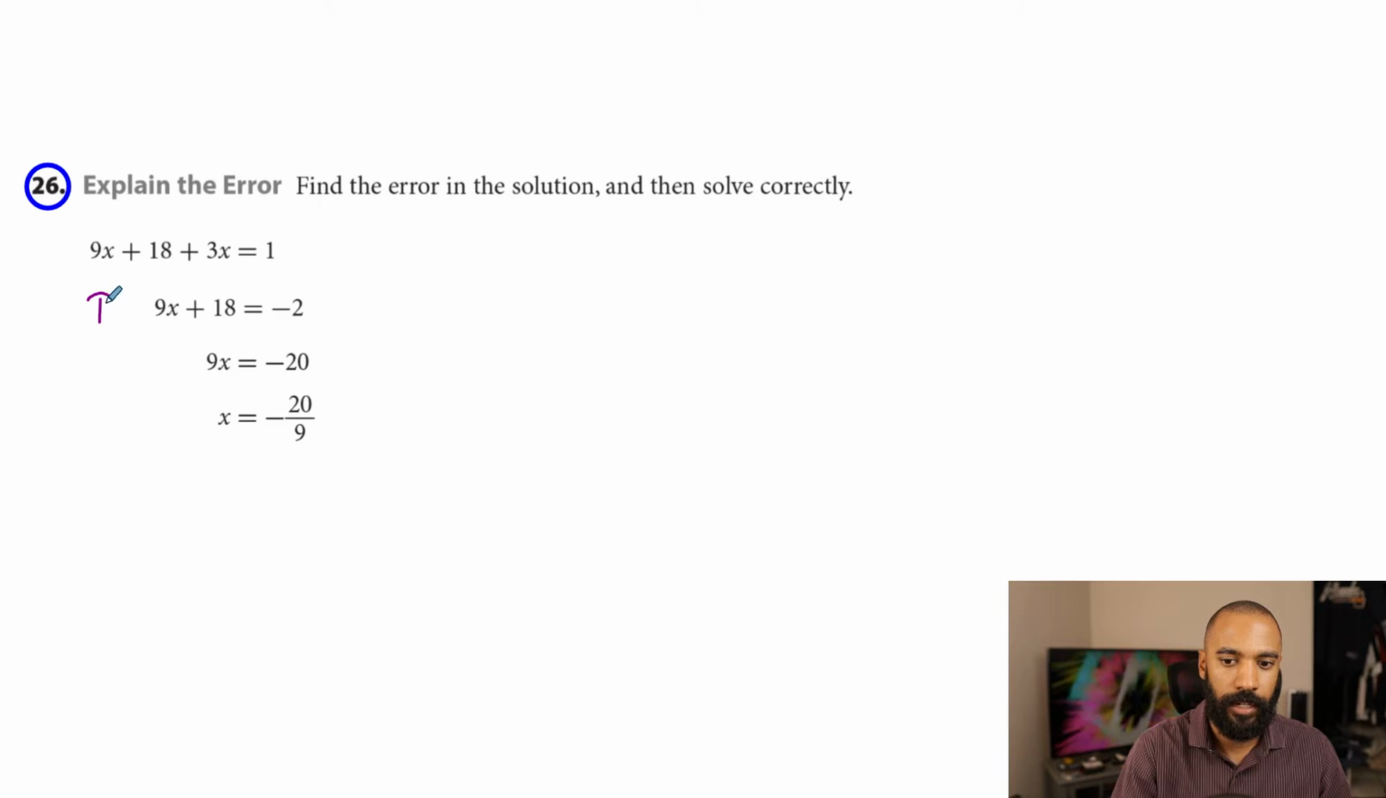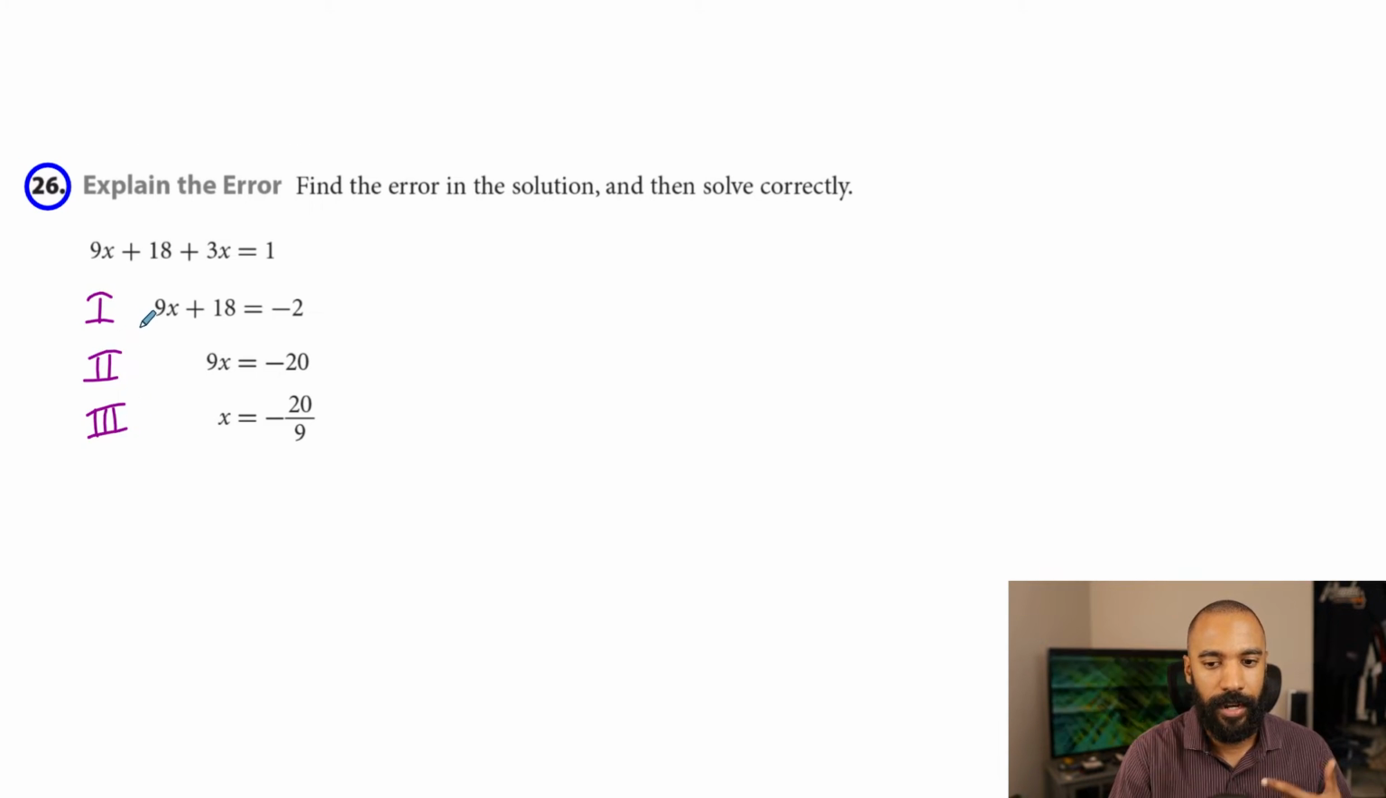So step 1, I'll write in Roman numerals, step 2 and step 3 are what you land on after performing an action. So let's say this is the original problem and step 1 is going from here to here, and step 2 is going from here to here, and step 3 is going from here to here.